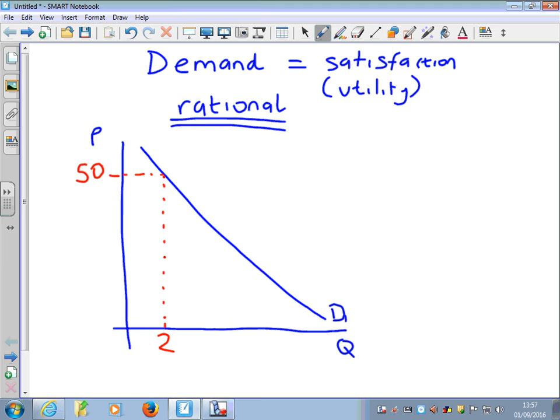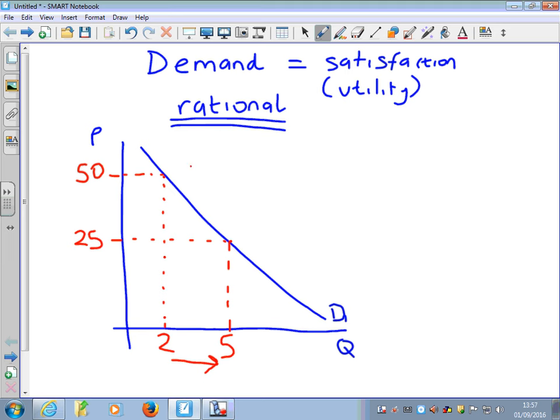If the price was to fall, let's say to £25, then this person would decide to buy more computer games. It's gone from 2 to 5. They're buying 3 more. And the reason is because at that new lower price, they think they can gain satisfaction from buying more. Now what you'll see along this line is that it is downward sloping.